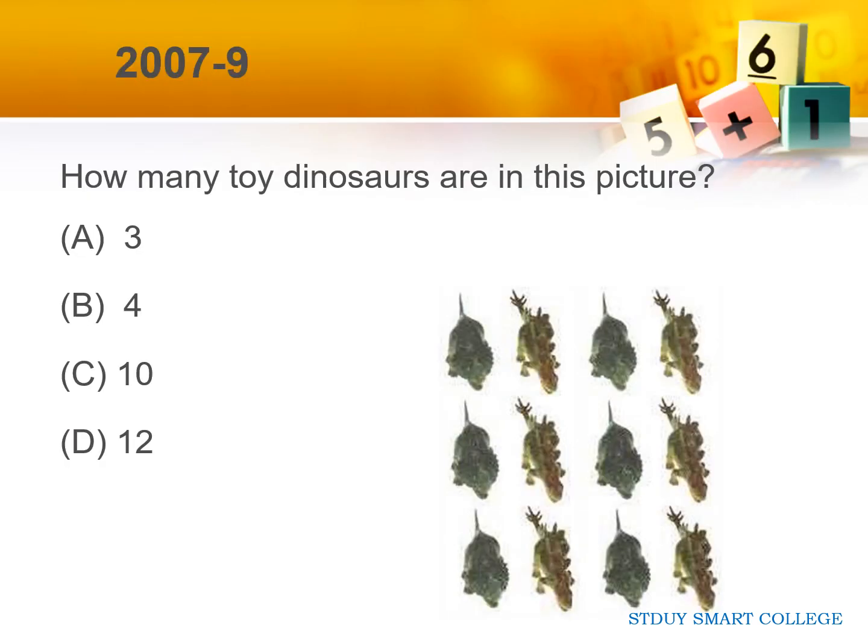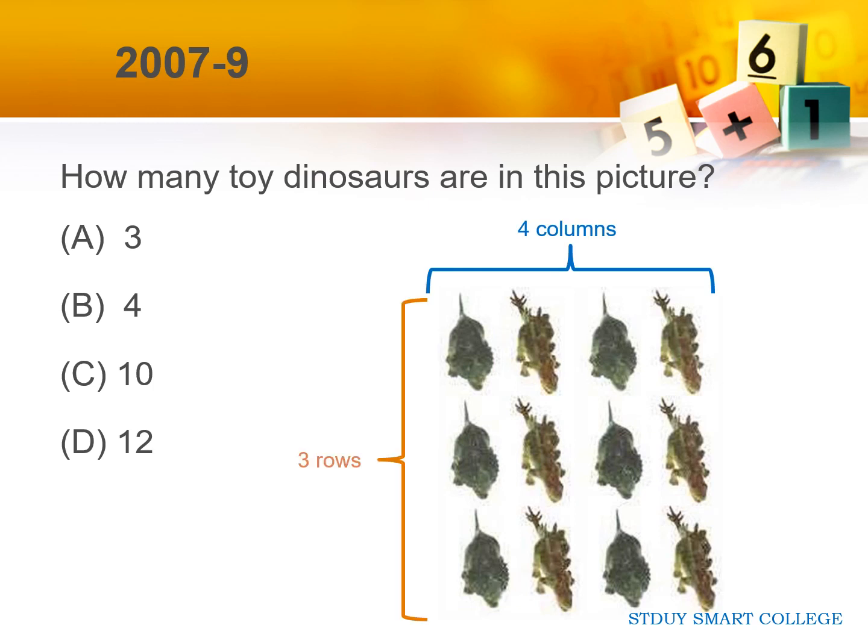How many toy dinosaurs are in this picture? Okay. We can see many toy dinosaurs neatly arranged in a rectangle. There are 4 columns and 3 rows. Then you can think of using multiplication. So total is equal to 3 times 4 equals 12. Hence choose D.